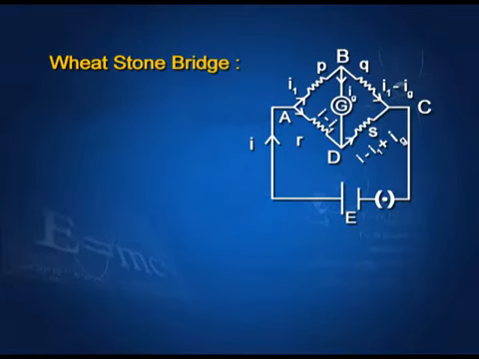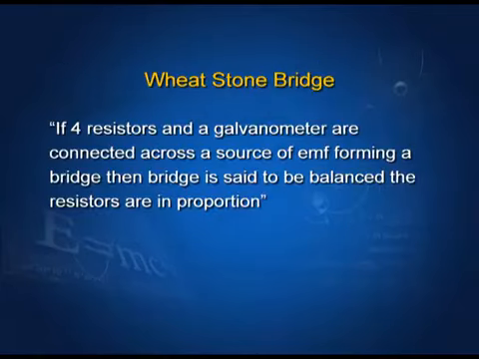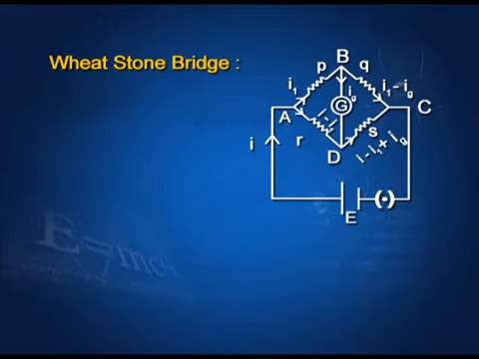Now, we will study the Wheatstone bridge. If 4 resistors and a galvanometer are connected across a source of EMF forming a bridge, then the bridge is said to be balanced if the combined resistors are in proportion. Let us study the balanced condition of the bridge. Circuit for Wheatstone bridge. Let resistances P, Q, R and S be connected as shown in the diagram. A galvanometer G is connected across BD. A cell of EMF E is connected across AC. So, the current distribution is forming a bridge.